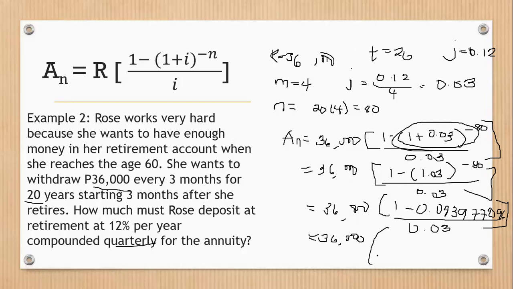So 1 minus 0.093977,096. The answer is 0.906, 0.906, 02. Wait lang po.